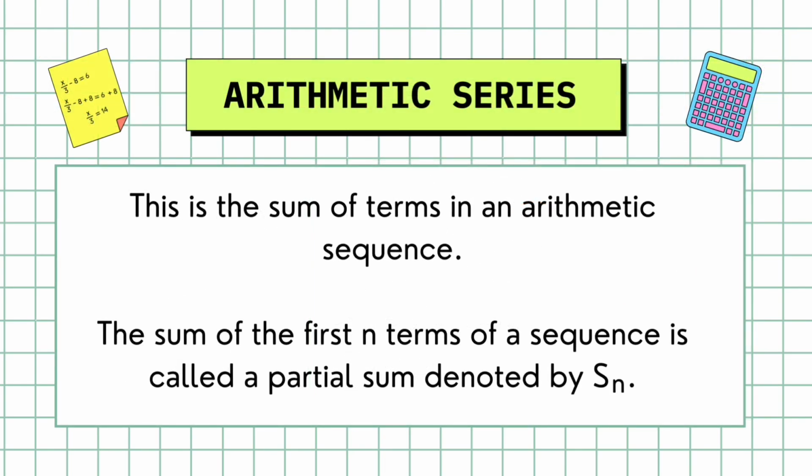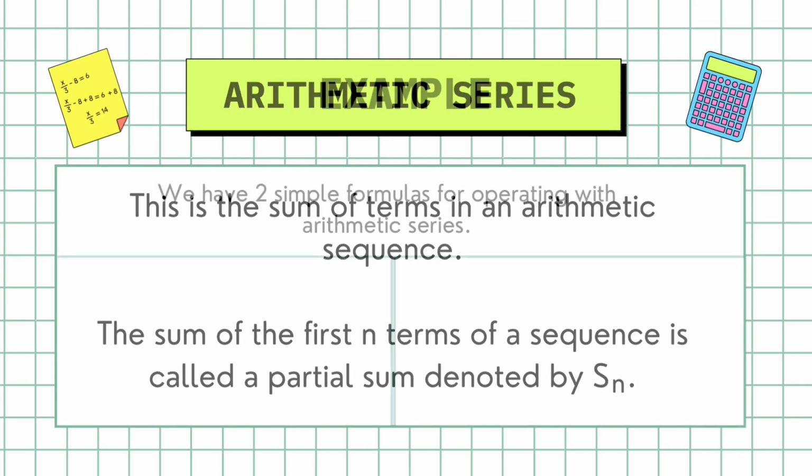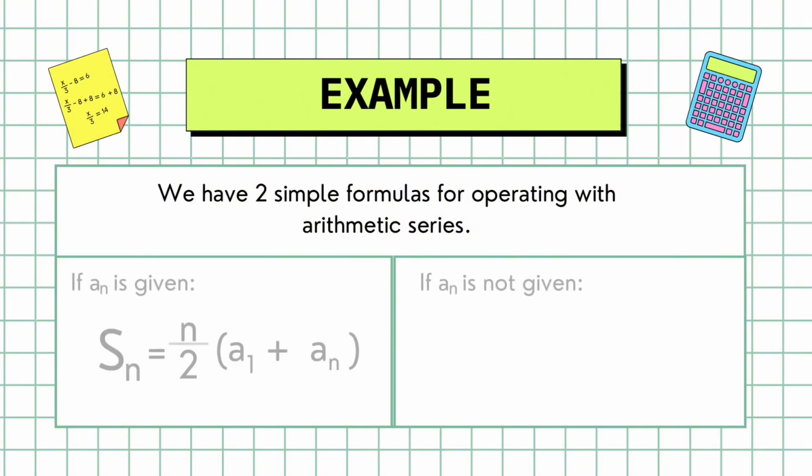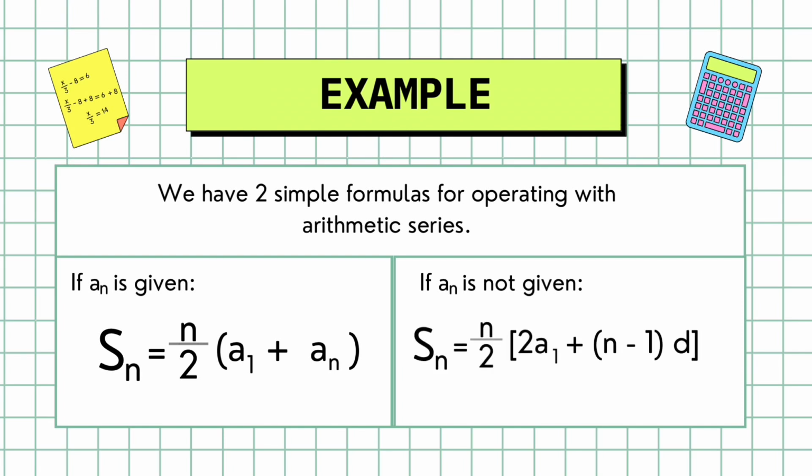Next up, we have arithmetic series. So arithmetic series, like in the sequence series video, is the sum of arithmetic sequence. So we have two simple formulas for operating with arithmetic series. If a sub n is given, we have s sub n is equal to n over 2 multiplied by the quantity of a sub 1 plus a sub n. And if it is not given, s sub n is equal to n over 2 multiplied by the quantity of 2 times a sub 1 plus the quantity of n minus 1 times d.